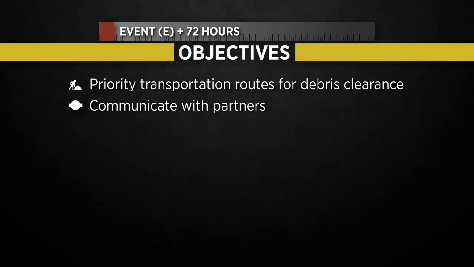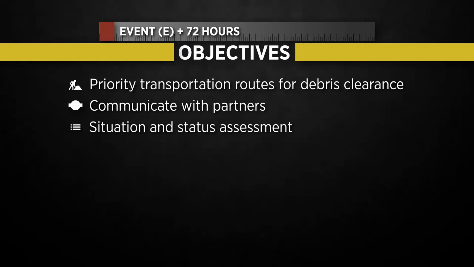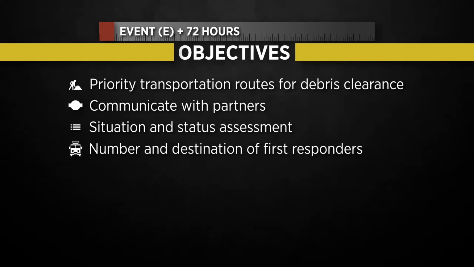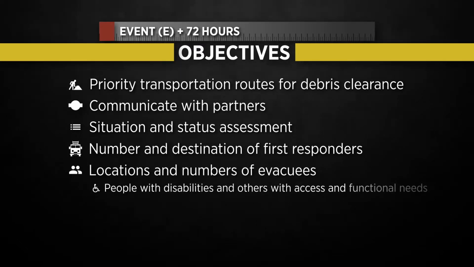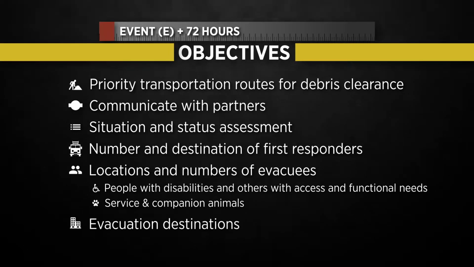Communicate with the public and private sector transportation partners to assess the status of transportation services and road conditions, as well as the structural safety of bridges and overpasses. Identify the number and destinations of incoming first responders. Identify locations and numbers of evacuees, including people with disabilities and others with access and functional needs, those with service animals and companion pets. Identify destination locations for evacuees.